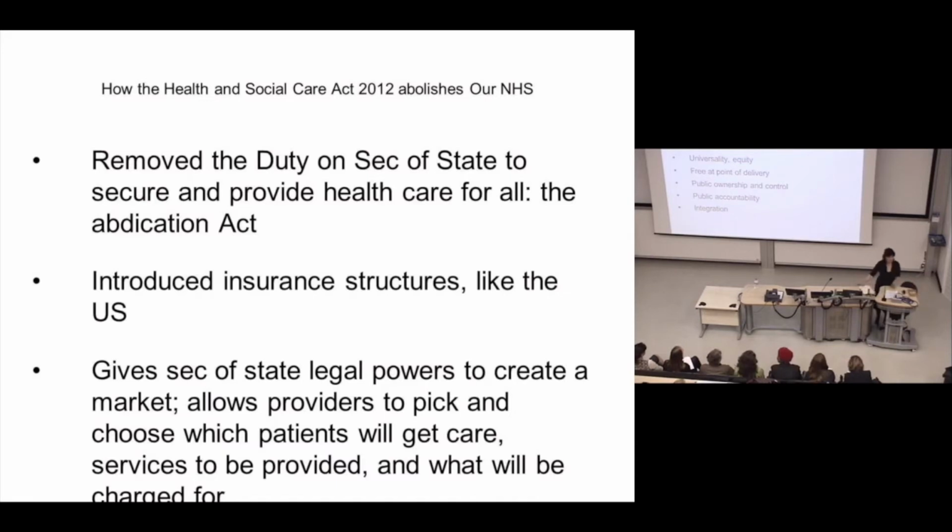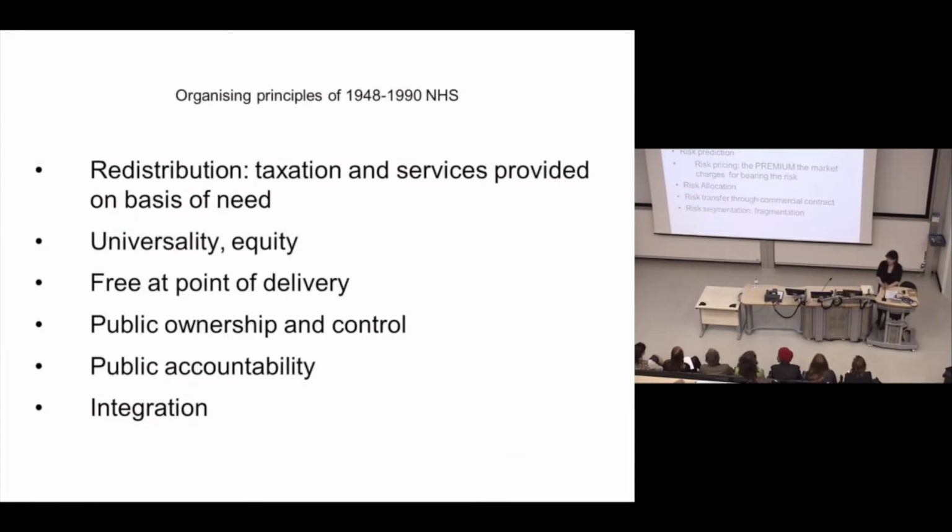So that's the organising principles of a universal healthcare system. But the government has brought in a market, and indeed New Labour started the process throughout 2000, and markets are based on very different lines. Their organising principles are based on risk selection and risk avoidance. So any of you who have car insurance, health insurance, travel insurance, will know the way in which insurers cherry pick. There's risk selection and risk avoidance. And the market has to be able to identify risks, predict the risks, price the risks, and charge a premium for them, allocate the risks through a commercial contract, and then transfer those risks. So that's how markets work.